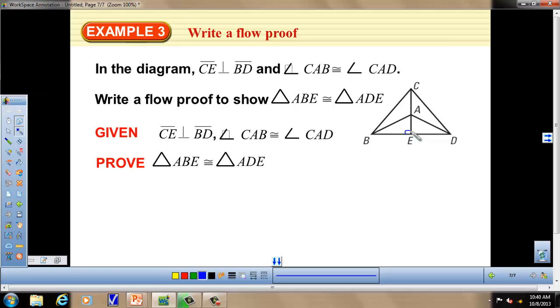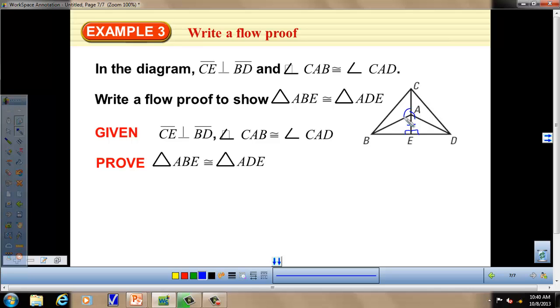Because the two lines are perpendicular, CE and BD, we know that those are both 90 degrees, therefore they're congruent to each other. We also know that AE is congruent to itself because it's a part of both triangles. And then the third part is a little bit tricky. They tell us that CAB and CAD are congruent.